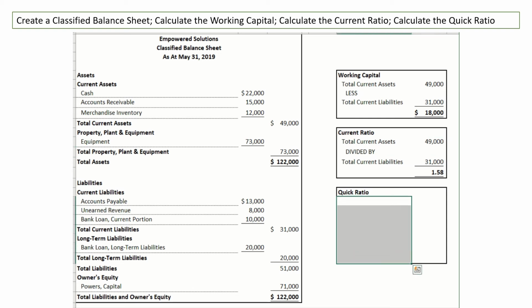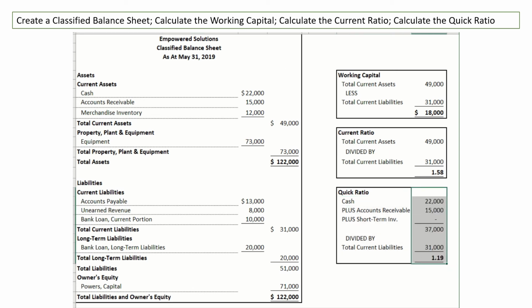Last component is to calculate the quick ratio. Quick ratio is typically determined as cash plus accounts receivable plus your short-term investments, so these are all portions of your current assets, divided by your total current liabilities. This looks at items that you could transfer to cash relatively quickly, versus you might have items such as inventory that you can't transfer too quickly to cash. So in this situation, we've got $22,000 in cash, we've got $15,000 in AR, we don't have any short-term investments, so we've got total quick assets, I would call them, of $37,000. Divided by the $31,000 in current liabilities, we have a ratio of 1.19.